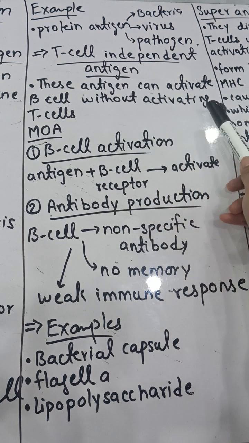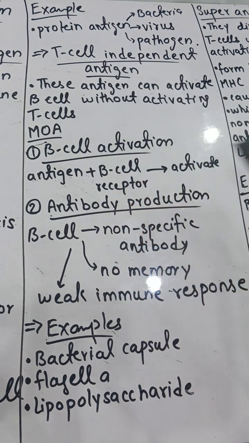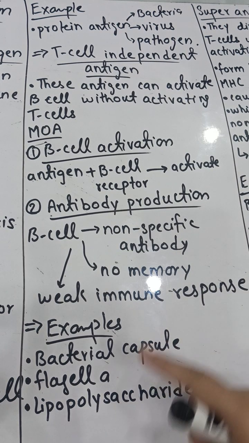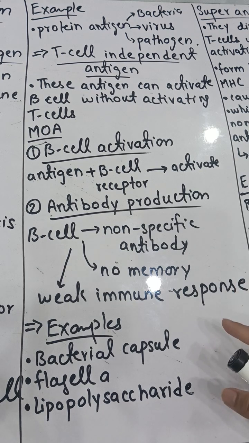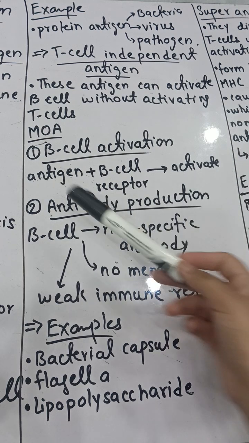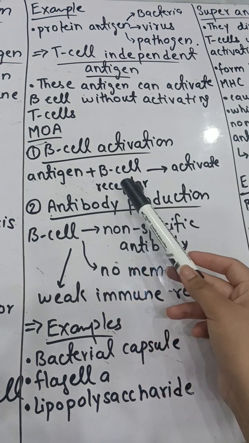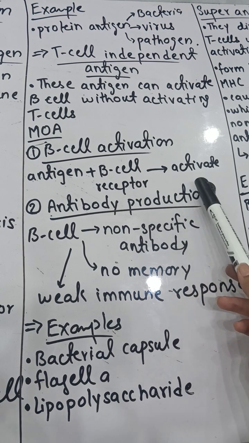So these antigens can activate the B cells, not the T cells. They activate the B cells, which are the other cell, without activating the T cells. So they directly activate the B cell. They are not binding to your antigen presenting cells. They are not making the MHC complex. They are directly binding to B cell receptors. So what is happening, the antigen will bind to the B cell receptor and cause its activation.